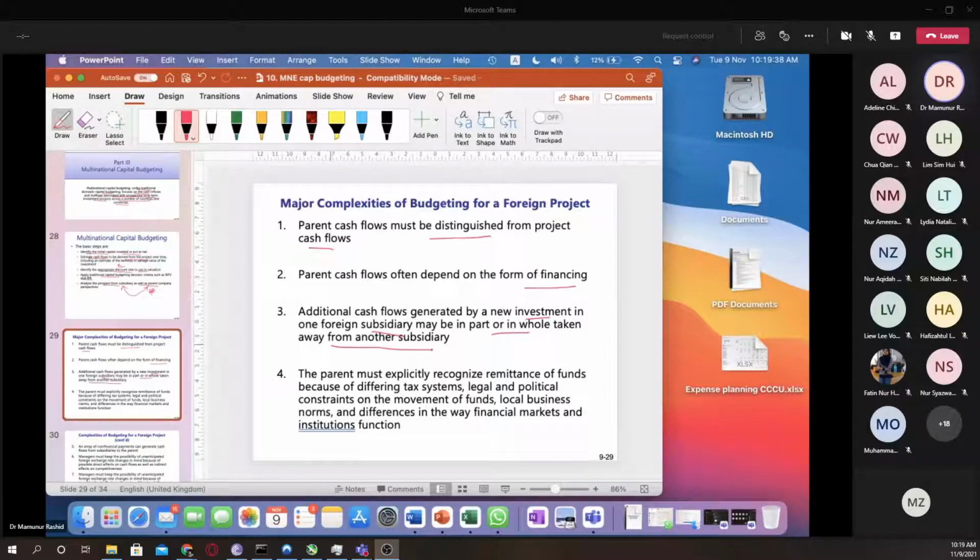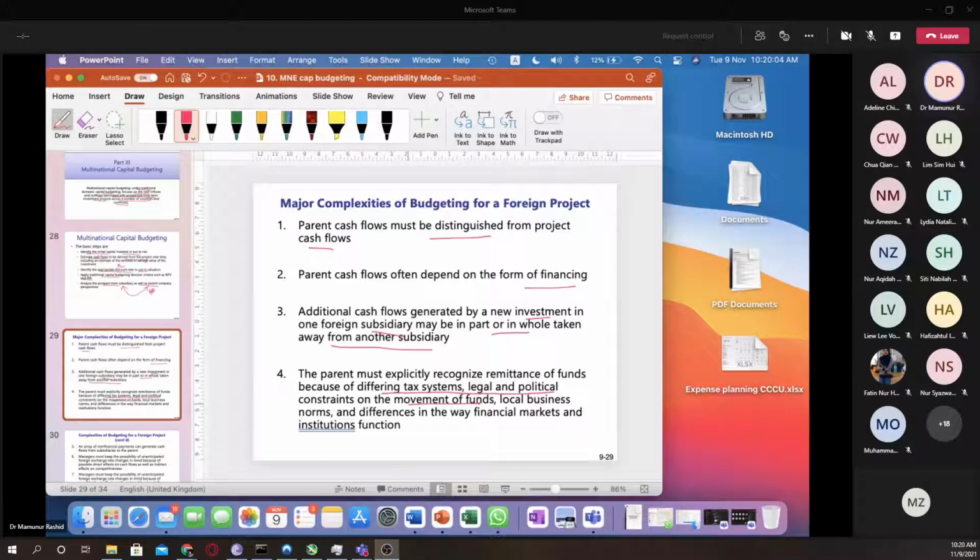The parent must explicitly recognize remittance of funds because of different tax systems. So different tax systems, legal systems, and political constraints in different countries will affect the movement of funds. Therefore, when the parent company is analyzing the cash flows from each subsidiary, they will have to recognize the remittance of funds differently. Okay, that's a major challenge.